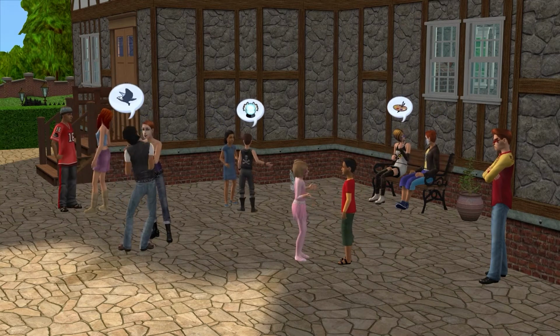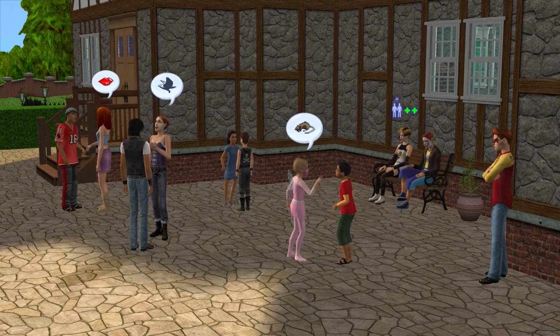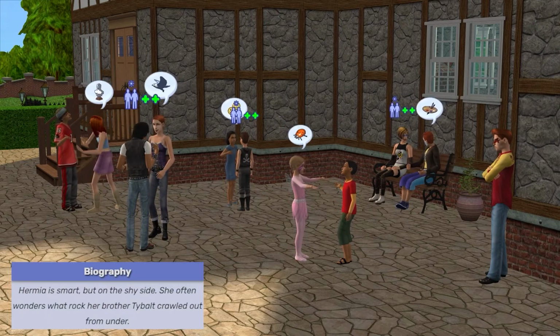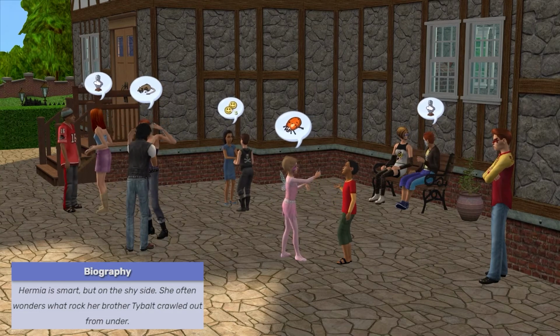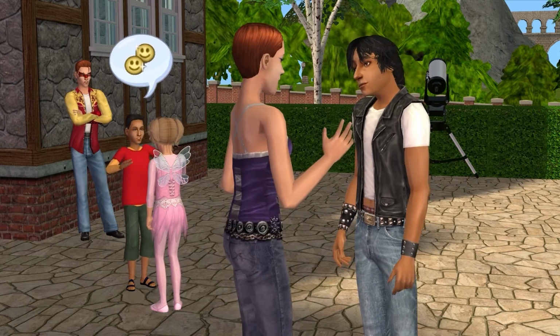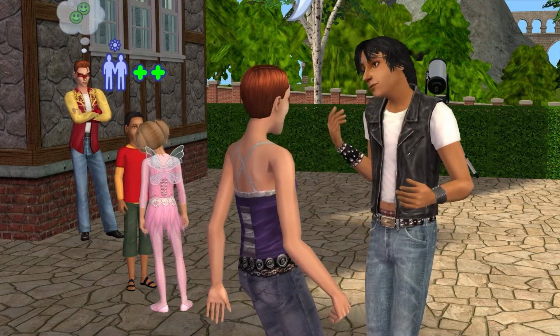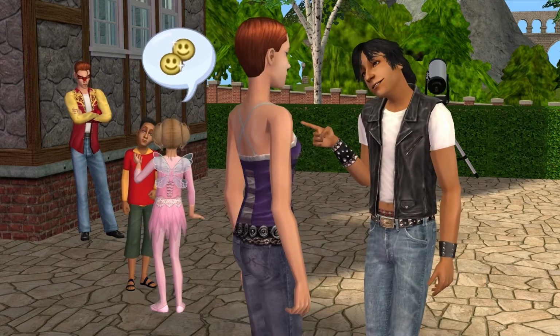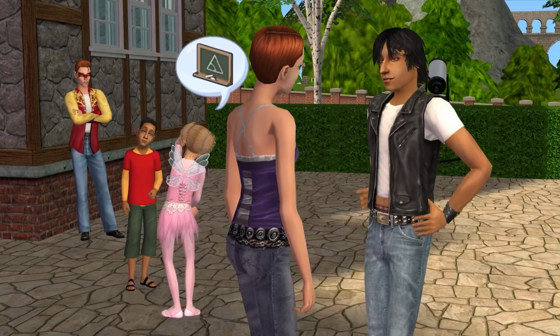He's not on the same page as his peers, and he doesn't seem to get along with any of them, really. Hermia's bio sums it up pretty well. She often wonders what rock her brother Tybalt crawled out from under. Tybalt is kind of at odds with the way the world is evolving around him. It's not uncommon to feel out of place as a teen, but it's generally not to that extent, and generally not in this way, where you have more in common with the older generation than with your own.